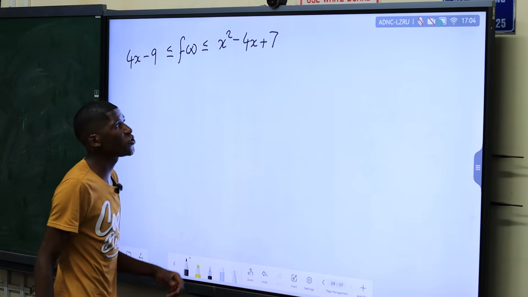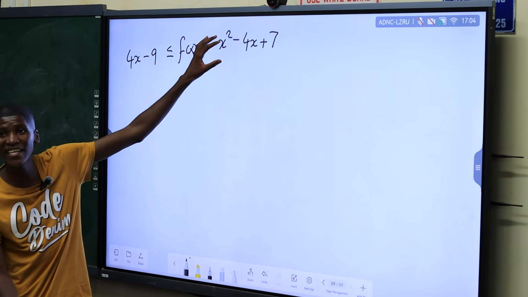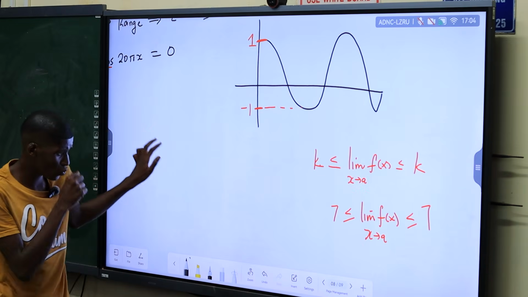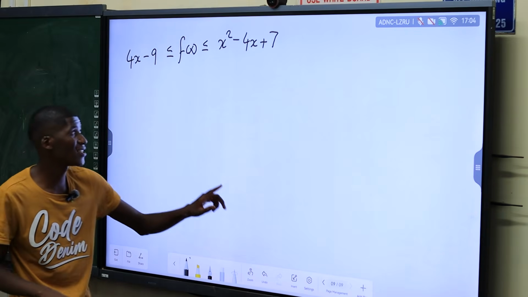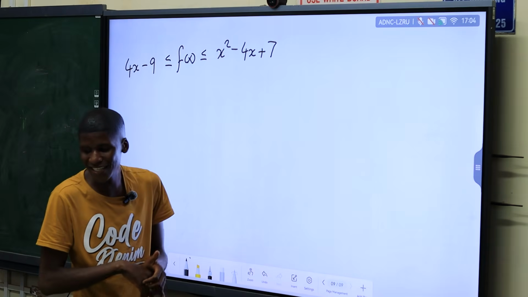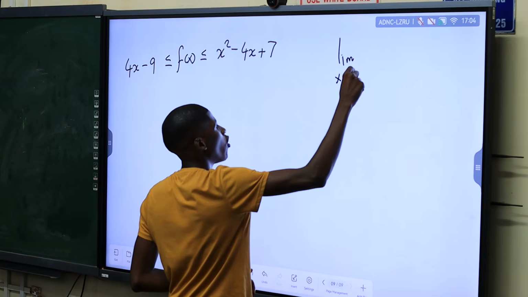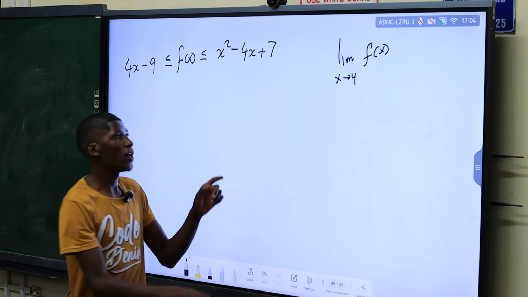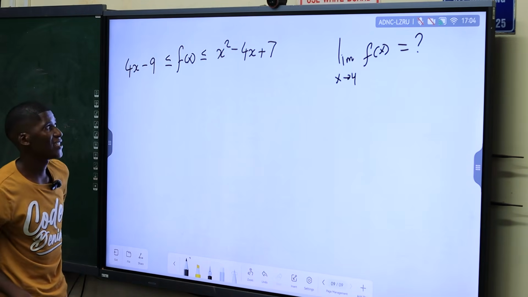So when they want you to use the squeeze theorem, we've got two cases. It's either an inequality with less than or equal to, or they are going to give you a sine or a cos function. Both of these situations need the squeeze theorem. Now they say for x greater than 0, find the limit as x approaches 4 of f of x. So what is required is to calculate this limit.